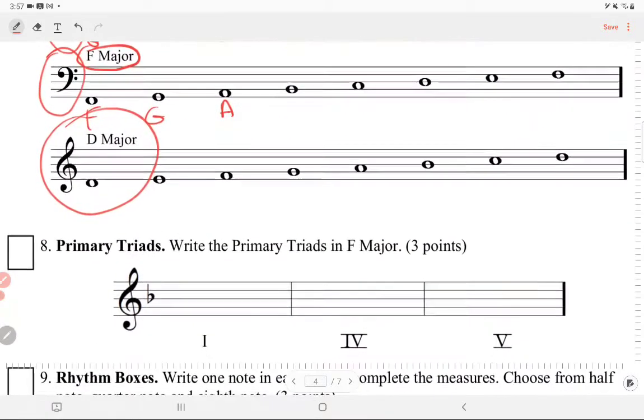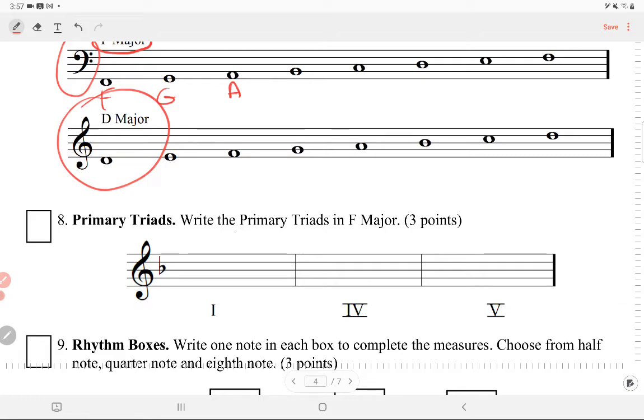Let's keep going. Let's solve the primary triads, right? They're called primary triads because we use them the most often. Let's say if we were to sing happy birthday to you. Do you hear those chords? All I used were primary triads in F major. So remember in Roman numerals that means 1, that means 4, and that means 5. It looks like an open palm, with 5 fingers. So just remember what those numbers mean.